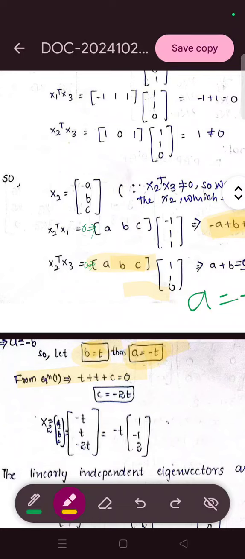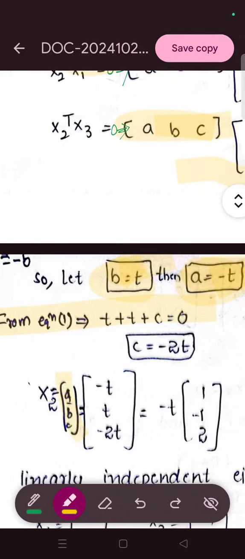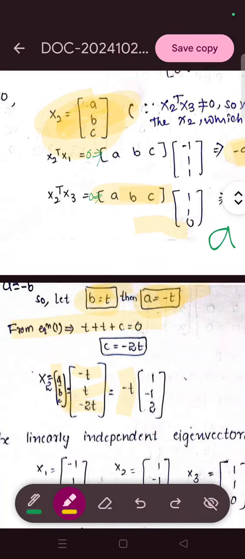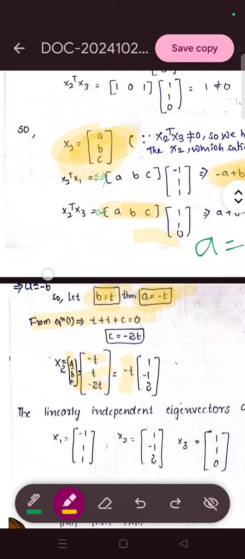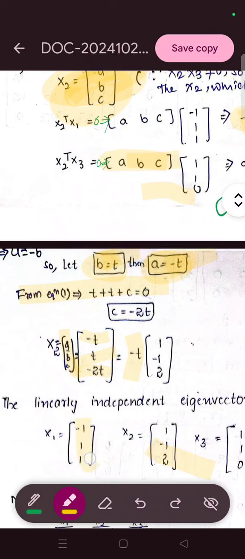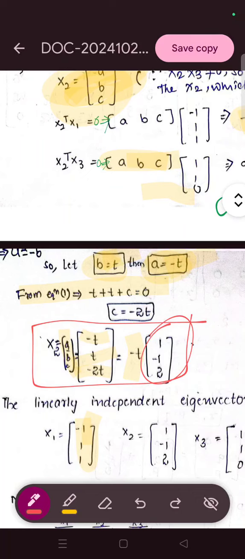So what is X2? X2 is the new X2, a, b, c. So x2 equals a, b, c. a is minus t, b is t, and c is minus 2t. If you take minus t or t, you can take either one. So if you take minus t, we get 1, minus 1, 2. So the linear independent eigenvectors are, x1 is common, and here x2 is this one. So above we found x1, and this is the value of x2.